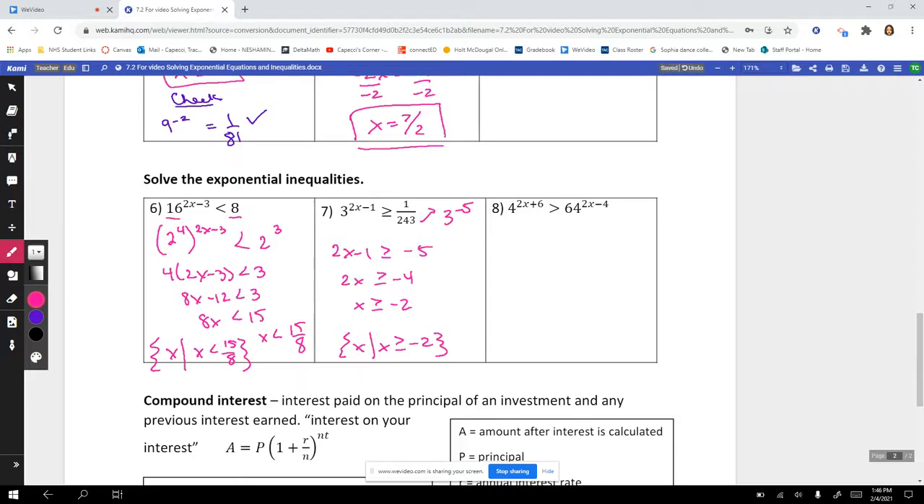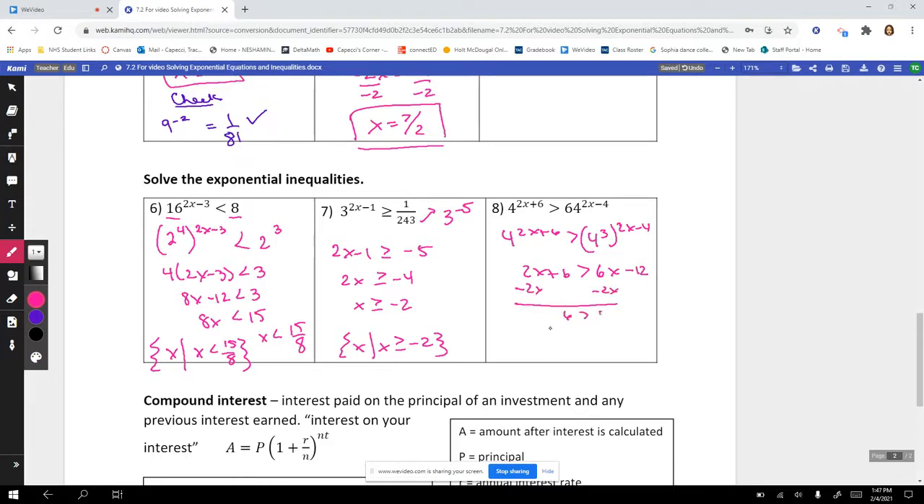Okay? Now again, let's look at number 8. We're going to deal with the fourth power again. We could use 2 if we wanted, but the fourth power is probably going to be the easiest. So I'm going to change this. This is going to be the same. And this is 4 to the third power raised to the 2x minus 4. So I have 2x plus 6 is greater than 3 times 2x gives me 6x, and then I have minus 12. Okay, I'm going to bring my 2x to the other side.